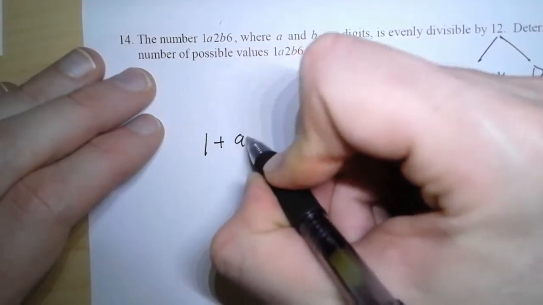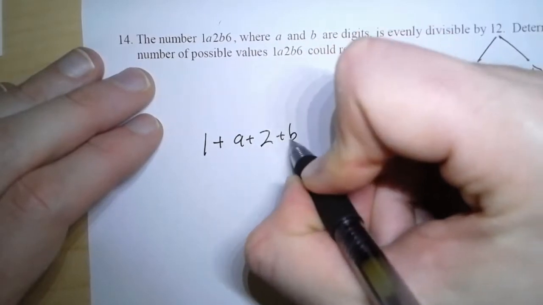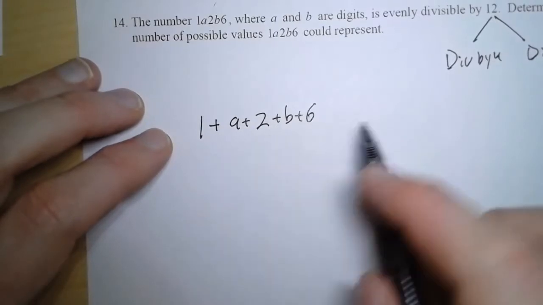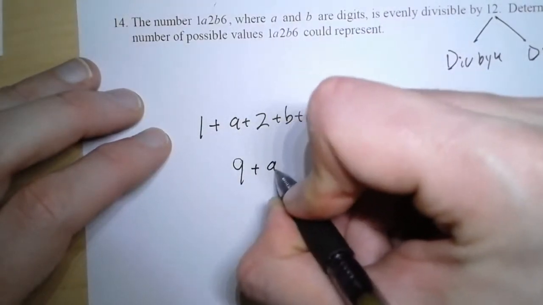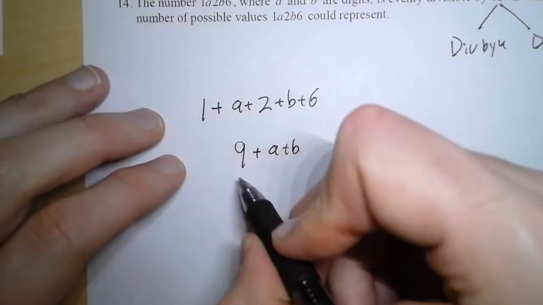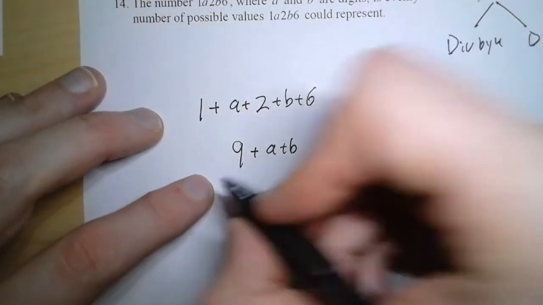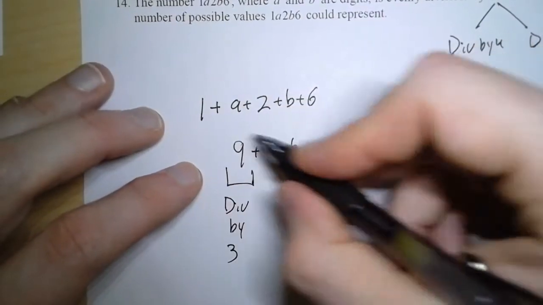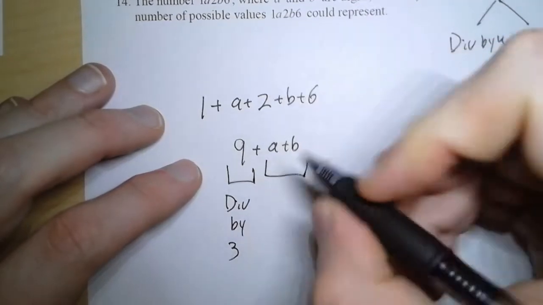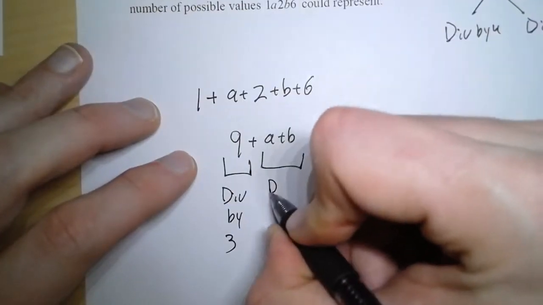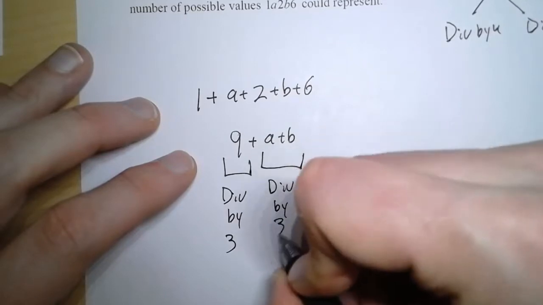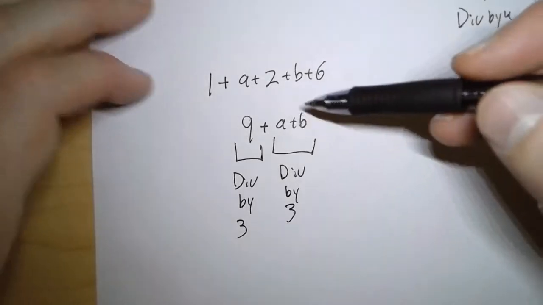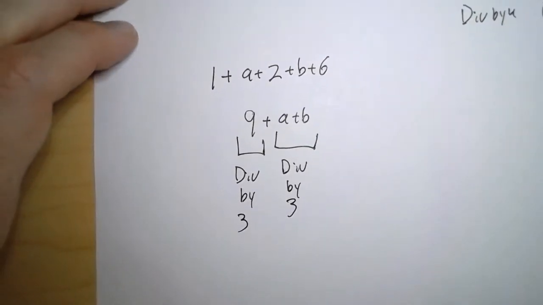So 1 plus a plus 2 plus b plus 6. If we add up the digits, we get 1 plus 2 plus 6 is 9, plus a plus b. Now this whole thing has to be divisible by 3, but notice that 9 is divisible by 3. So in order for this whole quantity to be divisible by 3, a plus b has to be divisible by 3. And this is kind of the key for us right there.